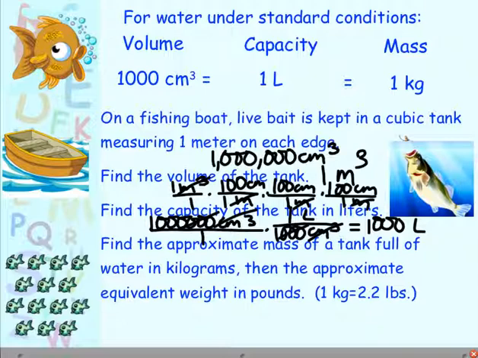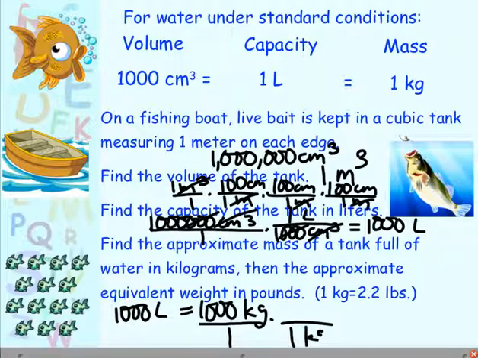Find the approximate mass of a tank full of water in kilograms, and then approximate the weight in pounds. So if I have this 1,000 liters, well, 1 liter is the same as 1 kilogram, so we can say this is 1,000 kilograms. Now, if I have kilograms, we say the conversion is 2.2 pounds. So for every 1 kilogram, I have 2.2 pounds. So I multiply and get 2,200 pounds. That's about how much it would weigh.